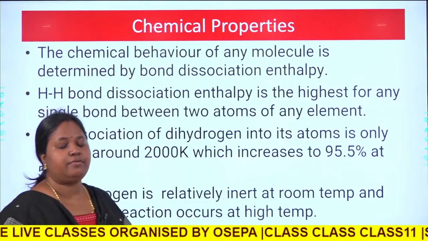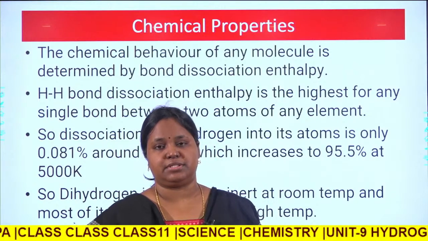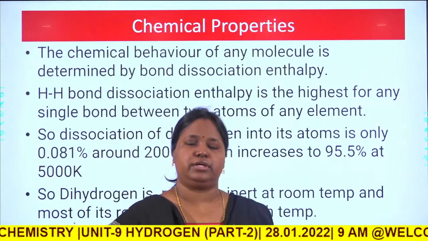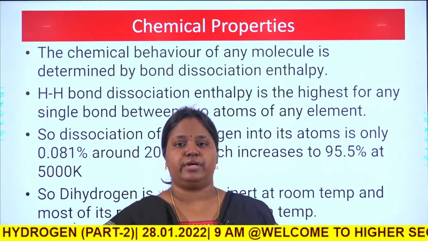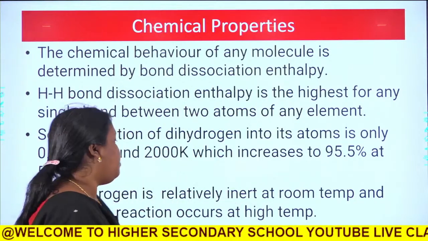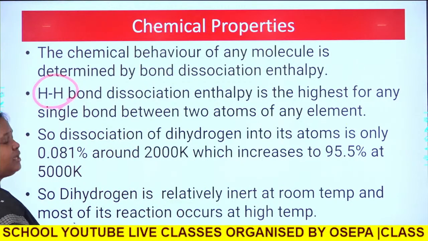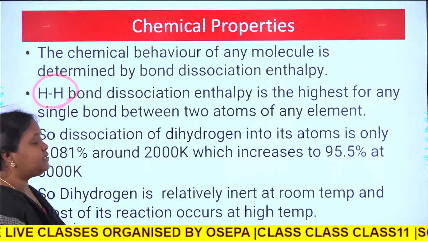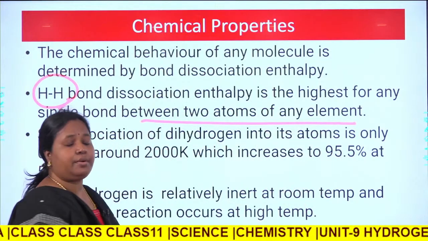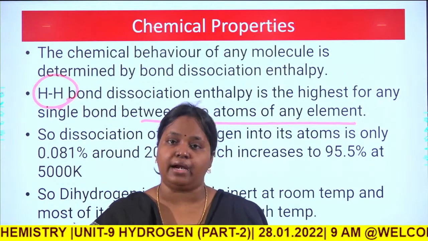So now let's start with the chemical properties of dihydrogen. The chemical properties of any substance depend on the bond dissociation enthalpy, or in simple words, how quickly the bond can break in the molecule and make the atoms available. The bond dissociation enthalpy for hydrogen, that is H single bond H, is the highest for any single bond between two atoms of any element. So from that you can know that the hydrogen bond is actually quite stable and strong.